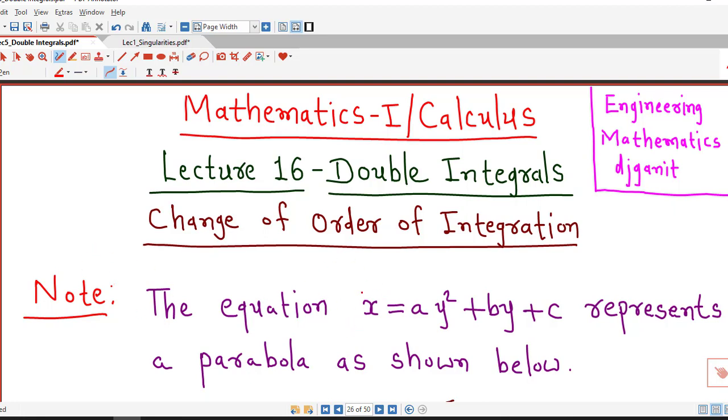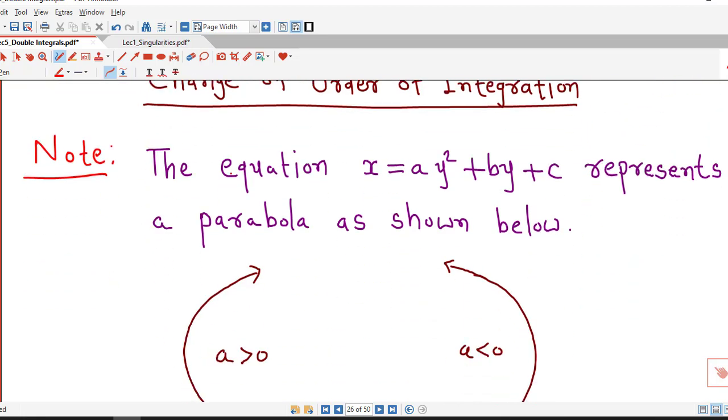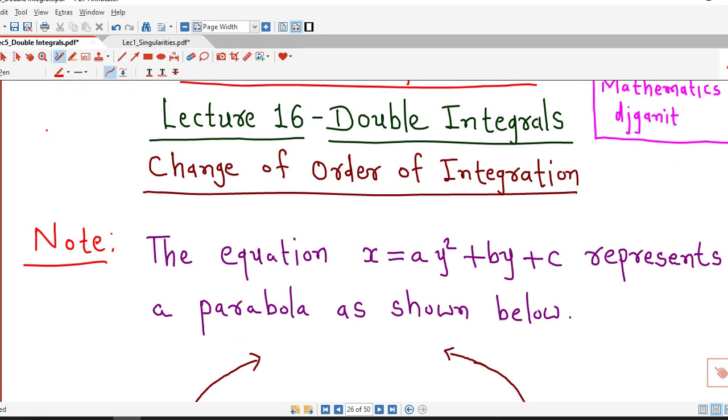Before going for today's problem, we just make this remark. We have made this type of remark in some of the previous lectures, that if we have a curve y equal to ax square plus bx plus c, and the coefficient of x square is non-zero, then this represents a parabola either in the upward direction or in the lower direction. Here a is positive, here a is negative.